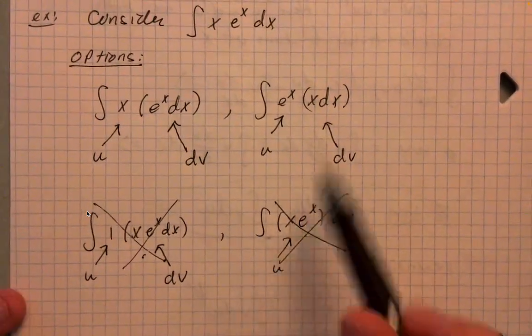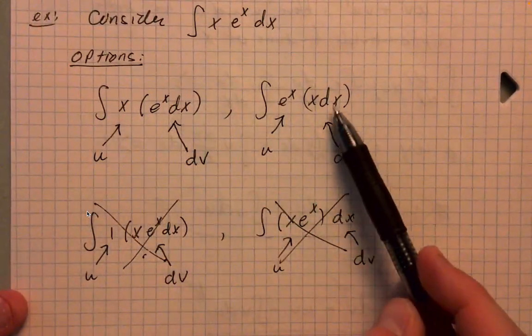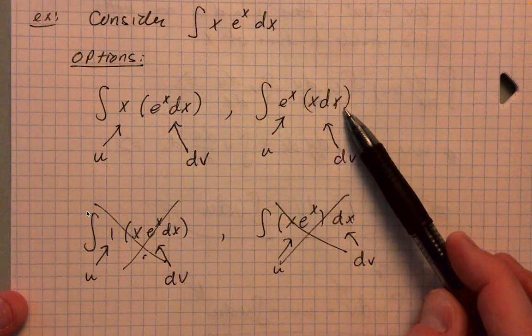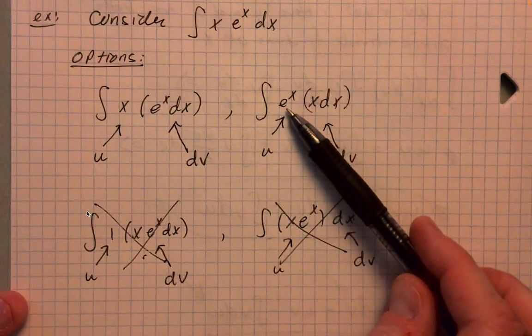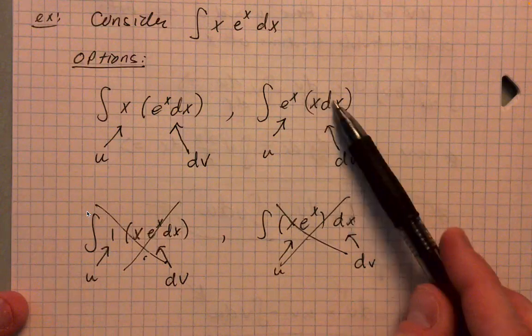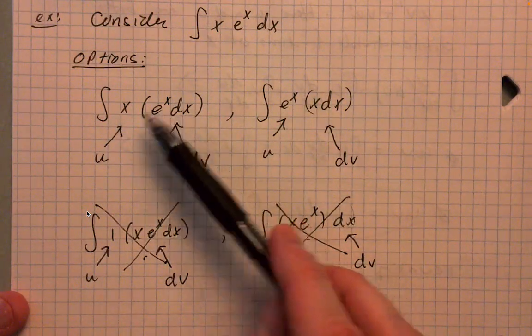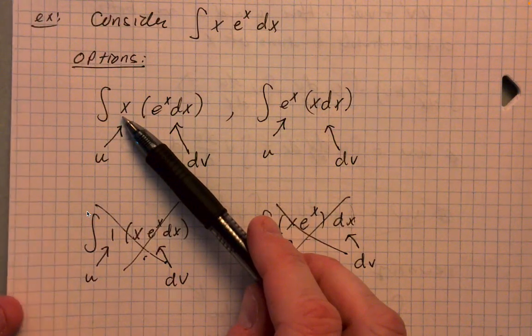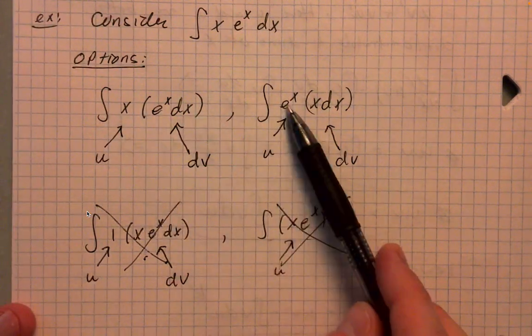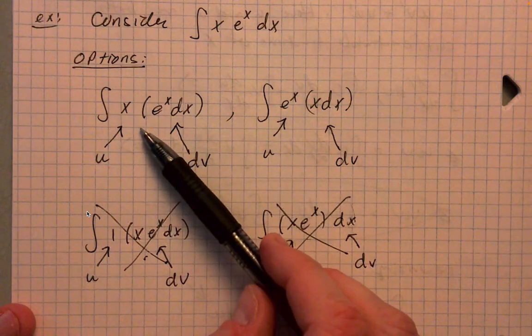What about up here? Well, we can certainly integrate this choice of dv, and we can certainly differentiate this choice of e to the x. So this one is an option. This one is the same, right? We can certainly integrate e to the x, and we can differentiate x. Now, one of these is better than the other. Which one is better?